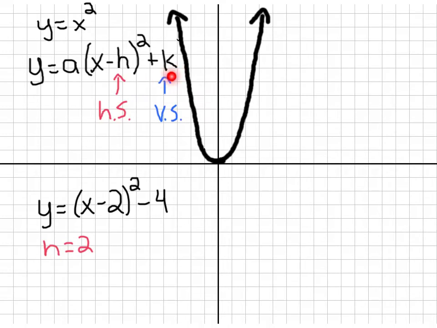K up here, it's our last term, the constant term in this particular one. So the last term here is going to be a negative 4. So that means that my k is going to be negative 4. Okay, so now we're going to look at our shift here.